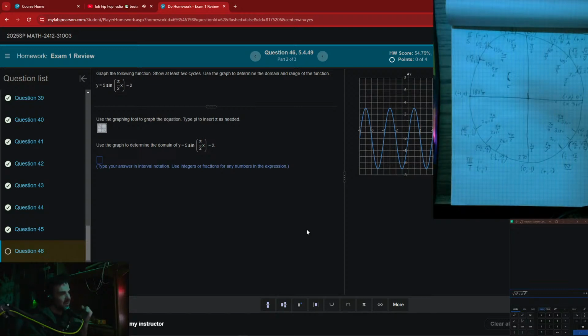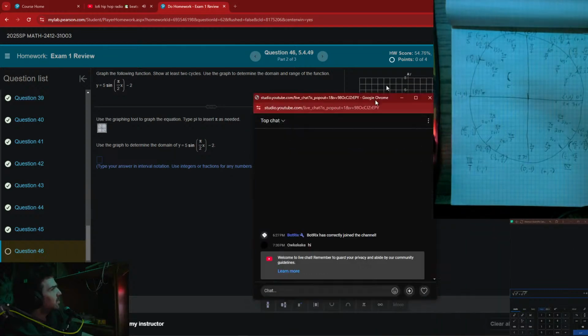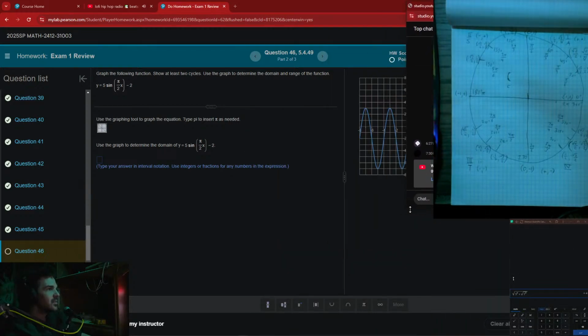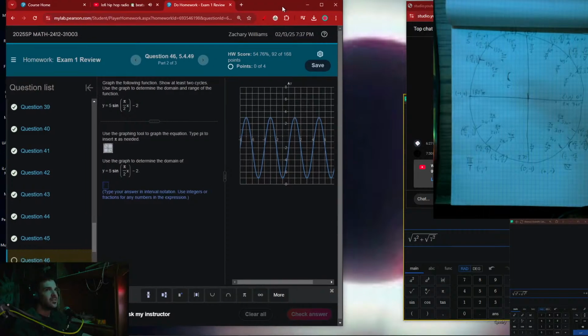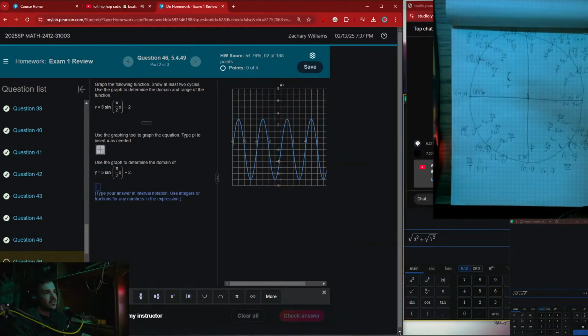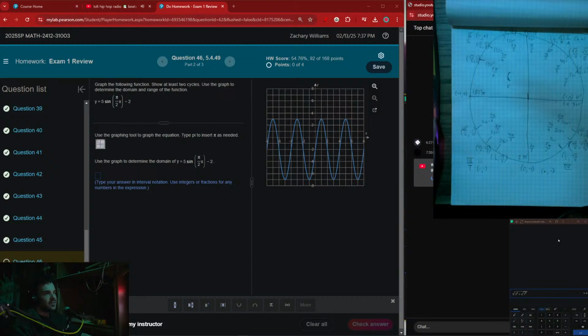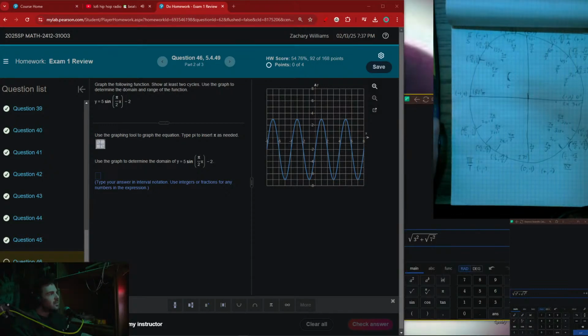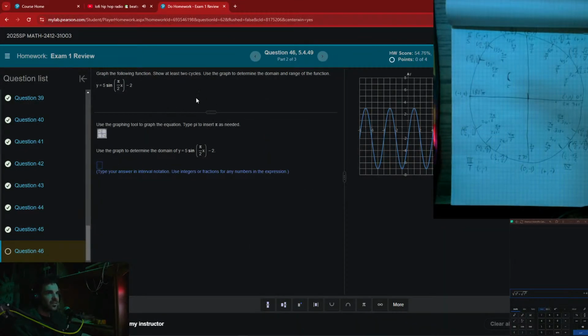Use a graph to determine the domain of y. Graph following. Show. Okay. Domain of cos of sine. Domain is still all real numbers.